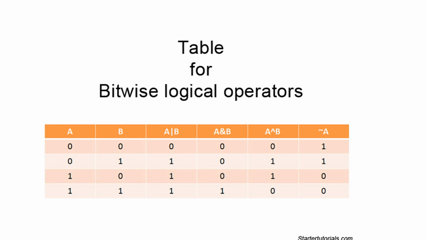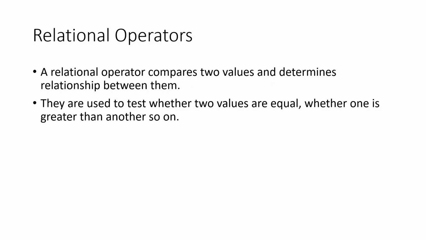For XOR, only if both are different will the answer be 1. Suppose A is 0 and B is 1, or A is 1 and B is 0, then only the value will be 1. For negation, 0 is converted to 1, and 1 is converted to 0.